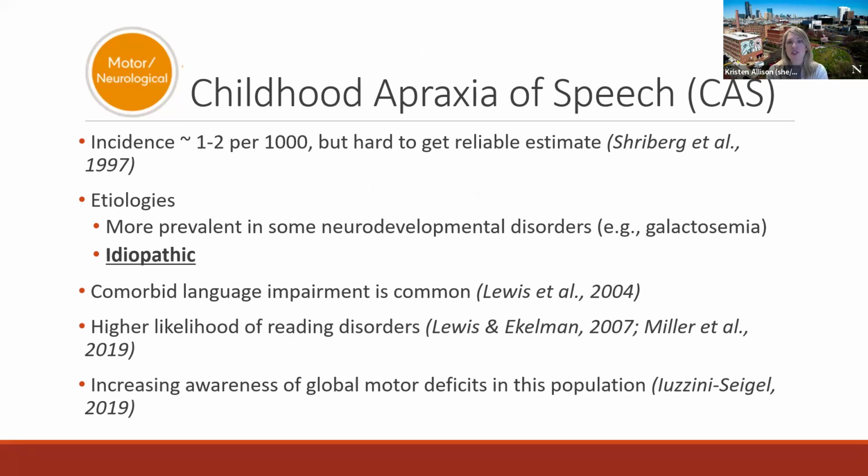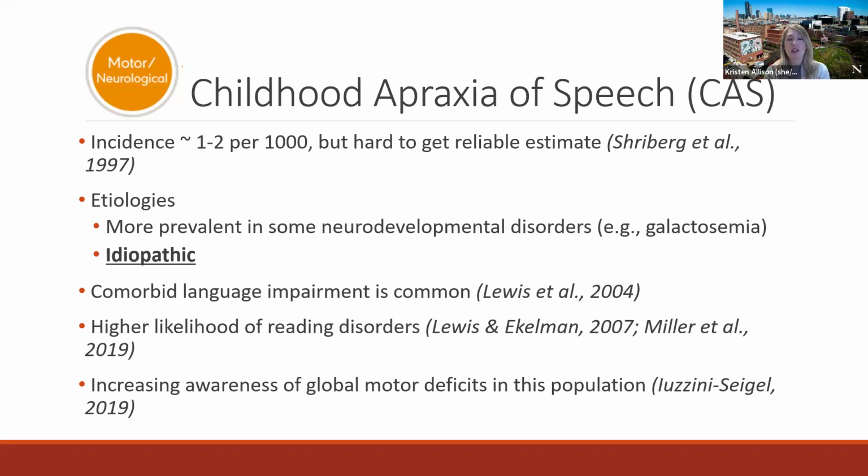Childhood apraxia of speech is a much less common type of speech sound disorder. Often, childhood apraxia of speech has an idiopathic etiology as well, meaning there's no known cause. And that can add to the difficulty with differentiating between childhood apraxia of speech and phonological disorders. But it's also the case that CAS is much more prevalent in some types of neurodevelopmental disabilities. Although there are no clear neural markers of childhood apraxia of speech, it's assumed to be due to a neurologically based deficit in motor planning or programming for speech.